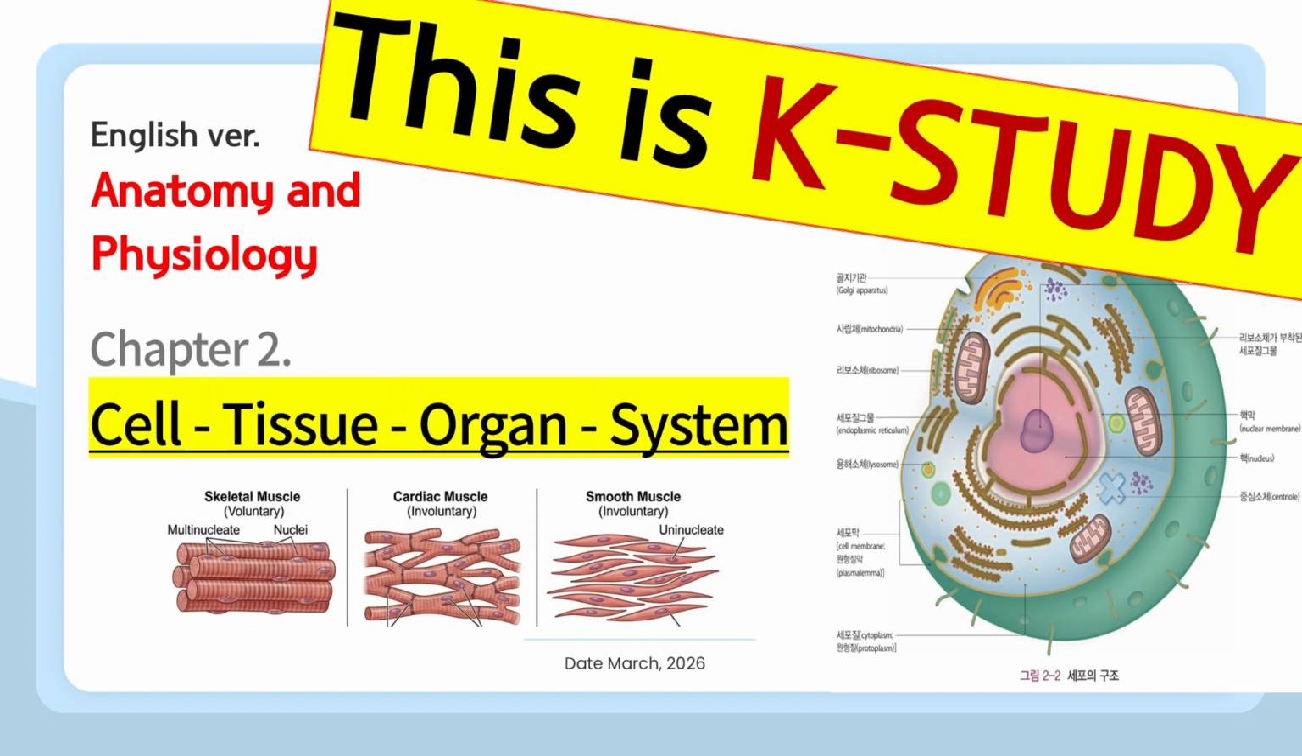Great job today, everyone! Let's wrap up with a quick recap of our journey. Cell, the smallest living unit. Tissue, groups of cells working together. Organ, tissues integrated for a specific task. System, organs coordinating to keep us alive. Understanding this hierarchy is the foundation of everything we'll learn next. Take a moment to review, and I'll see you in the next lecture.